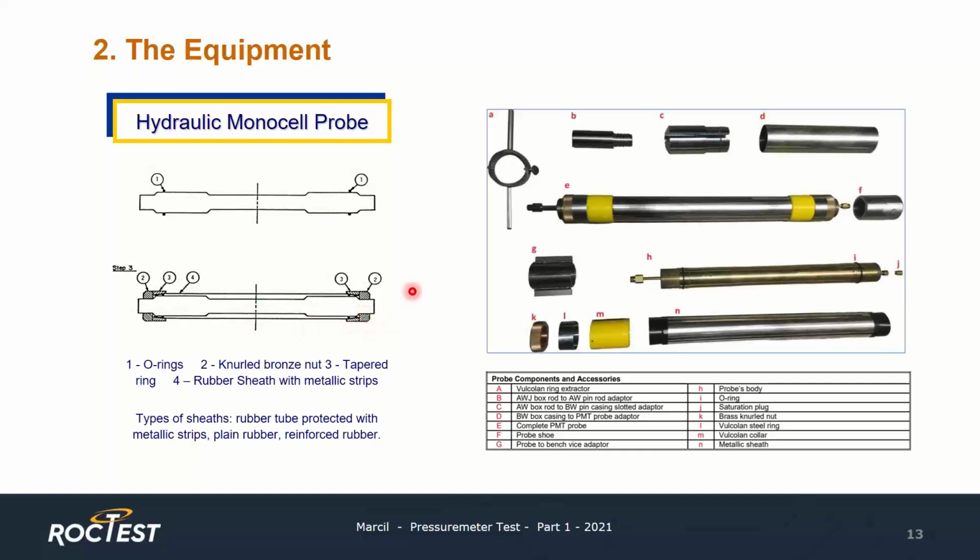There are different types of sheaths that can be used. We may use plain rubber sheath or reinforced rubber sheath, but the most common sheath in North America is what is called the metallic sheath. This sheath consists of a rubber tube that is covered with metal strips. These metal strips will protect the rubber from being punctured by any sharp particle that can be in the soil. But at the same time, these metal strips will not prevent the probe from easily expanding when it is pressurized.